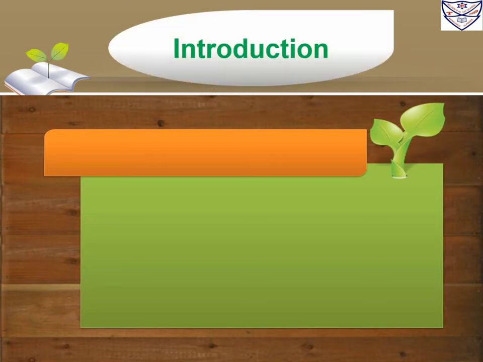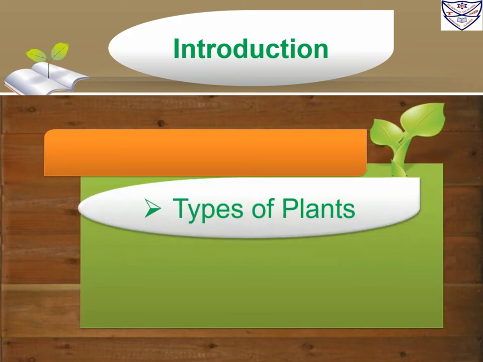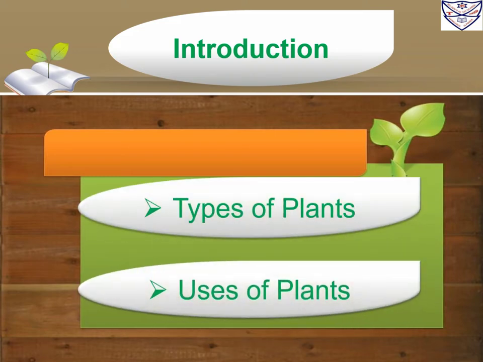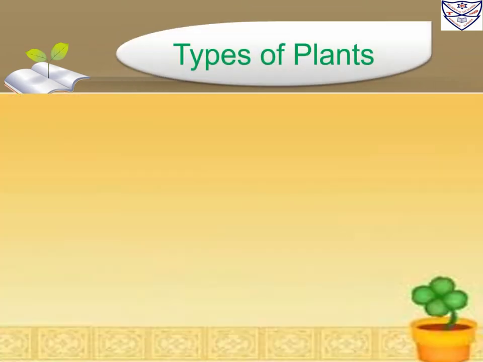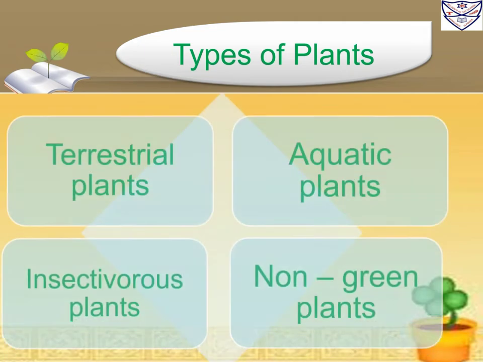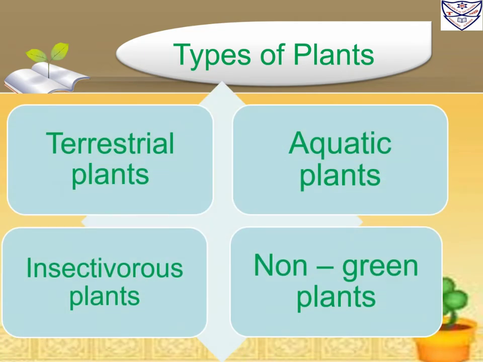First, we will start from our introduction. In this chapter, we will learn about types of plants and uses of plants. Plants can be found almost all over the earth. We can see different plants growing in different places like seashore, desert, plains and high snow-covered mountains. So we will start from types of plants. There are different types of plants like terrestrial plants, aquatic plants, insectivorous plants and non-green plants.